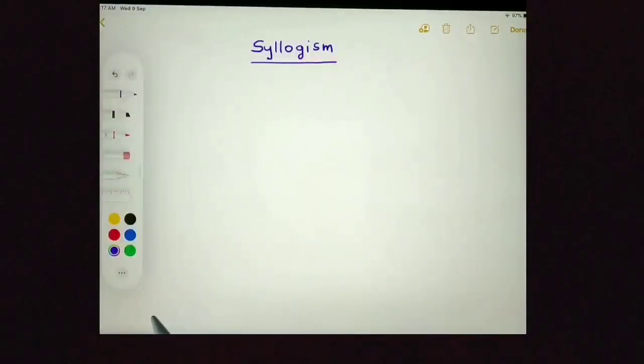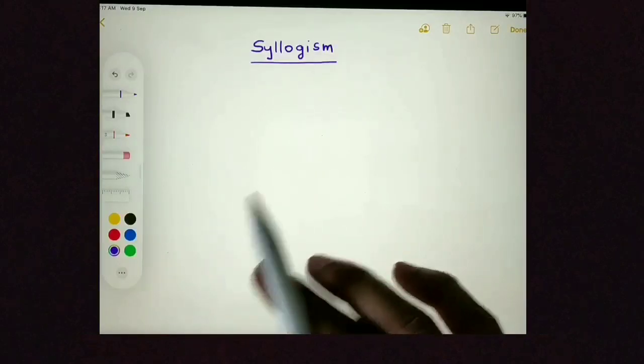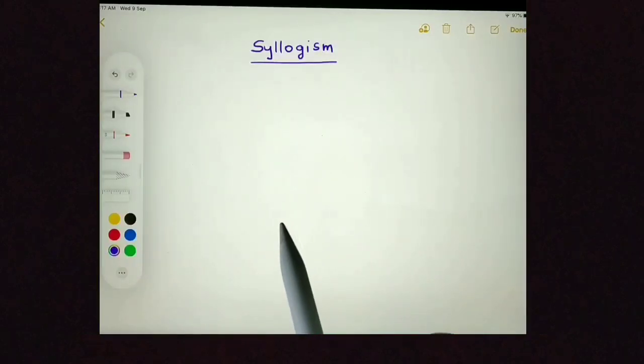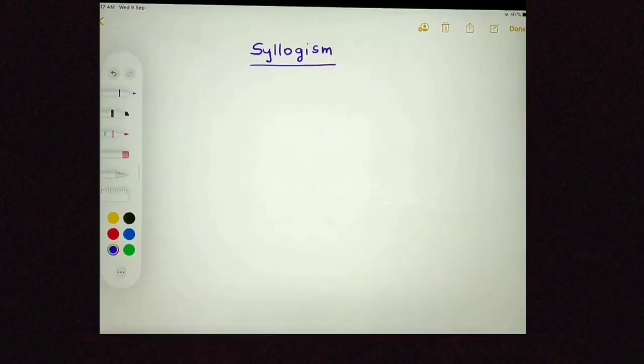Today we will discuss syllogism. In these kinds of problems, there will be some statements and there will be some conclusions. Based on the statements, we need to tell whether the conclusions are correct or not.